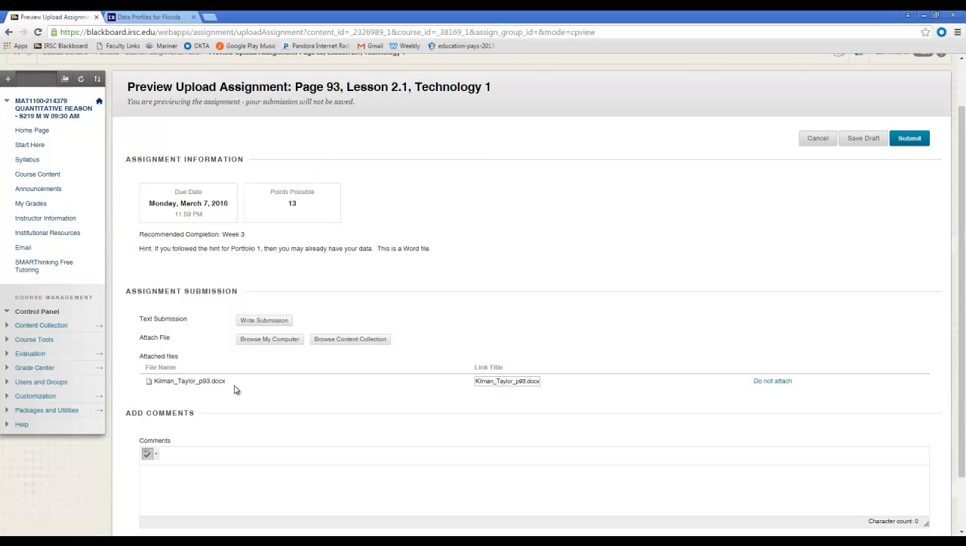Remember, this is one of the portfolios that should be a Word document, so remember, .docx or .doc extensions. Make sure it's not in an Open Office form or a Mac format, because your teacher probably couldn't read it if it was in one of those formats.